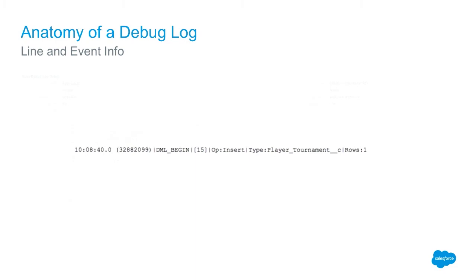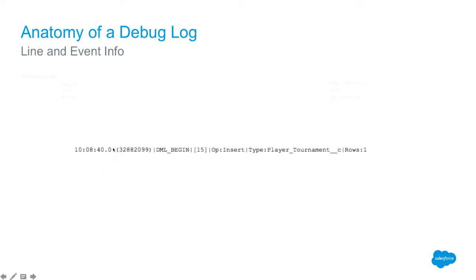Cool, and then this is pretty much the meat of your debug logs, these line and event info statements. So the first thing on the left here is the timestamp, and that's the timestamp of the current running user, the person that ran the transaction. So that's in their time zone.